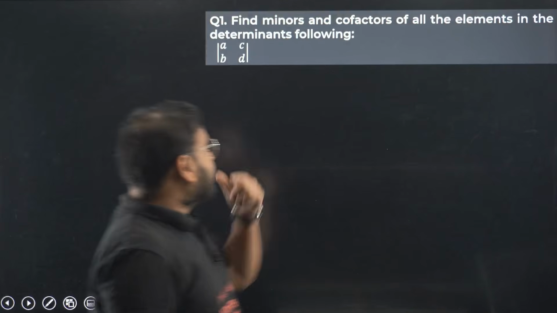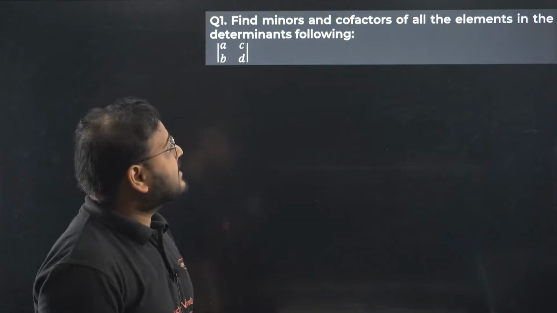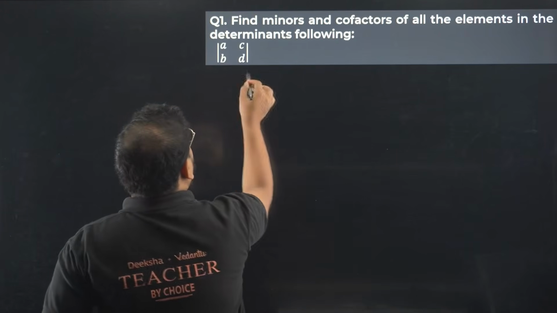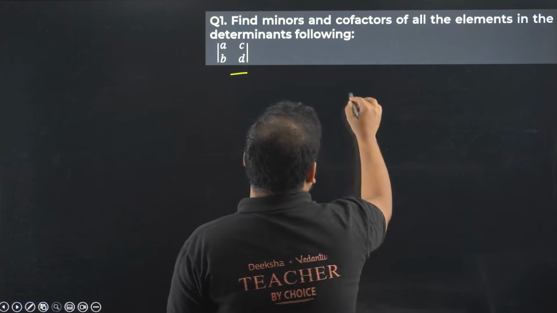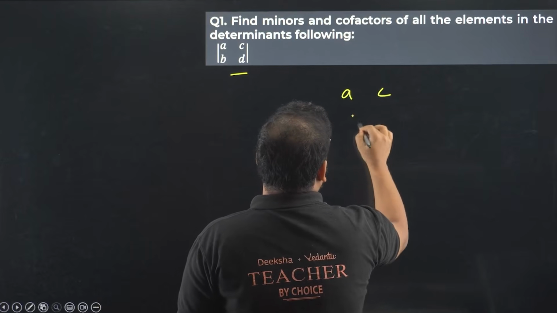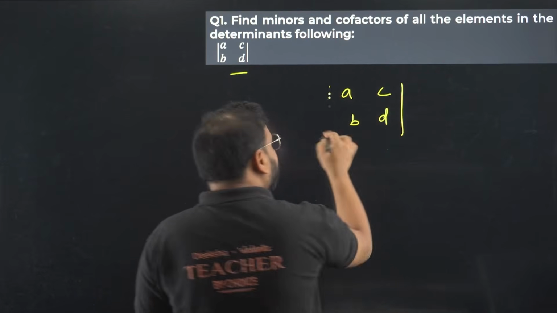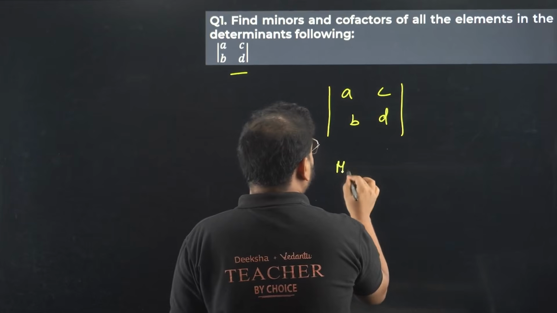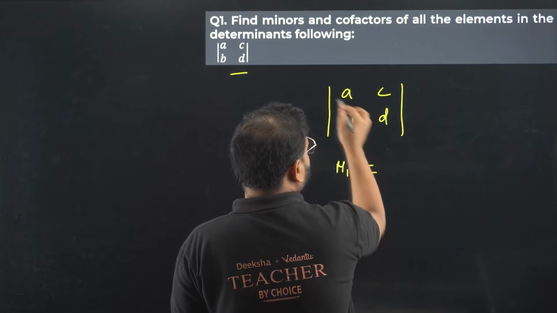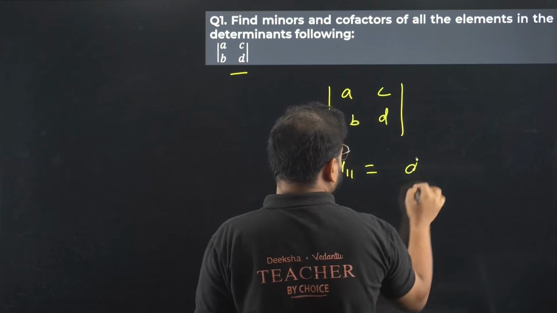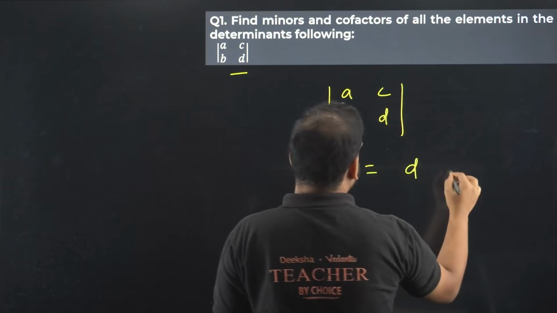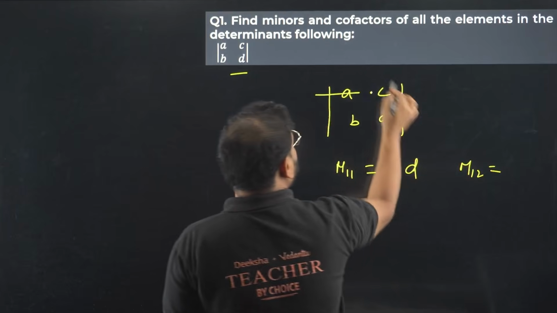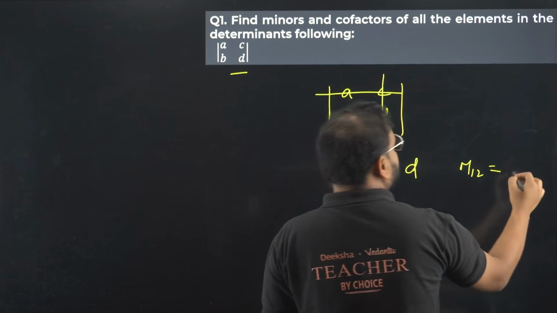Next is: find the minors and cofactors of all the elements in the determinant given like this, with elements a, b, c, d. We have 4 elements, so we'll have 4 minors and 4 cofactors. Let's find M11 first. For a, remove this row and column, and I get d. For M12, I remove this and this, so I have the minor as c.